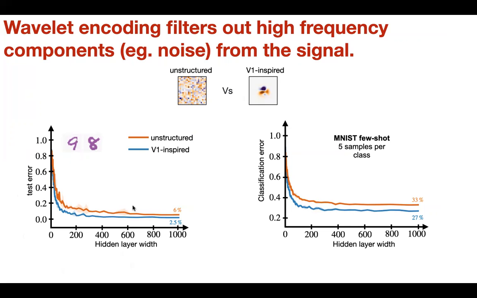And on the right, we show performance on MNIST again, but in a few shot setting where we only have 5 samples per class. So here again, the blue curve is lower than the orange curve. And again, what that means is you are able to learn much better despite having fewer examples and fewer hidden neurons. And so the conclusion is that the inductive bias from these V1 type receptive fields allows neural networks to be more efficient in learning, whether that means learning using fewer hidden neurons or fewer examples. And all the other experimental parameters during training are comparable between these two networks.